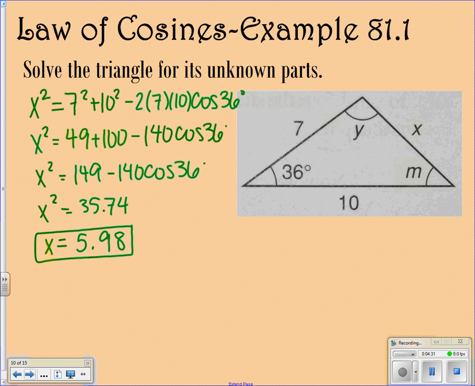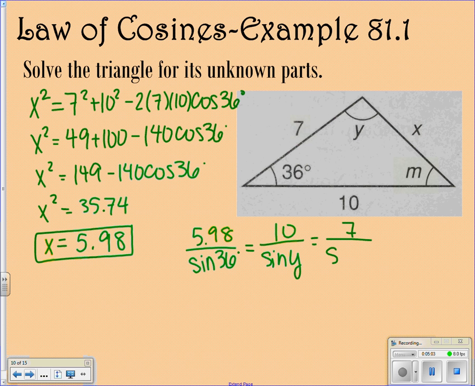Now we have an angle and a side pair. Okay, and we can use the law of sines instead of the law of cosines if you would like. You don't have to. If you really like the law of cosines, then you can use it. But I can set up a law of sines by saying 5.98 over the sine of 36 equals 10 over the sine of y equals 7 over the sine of m.